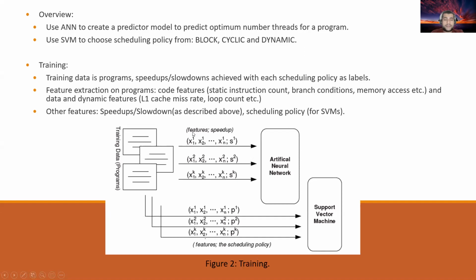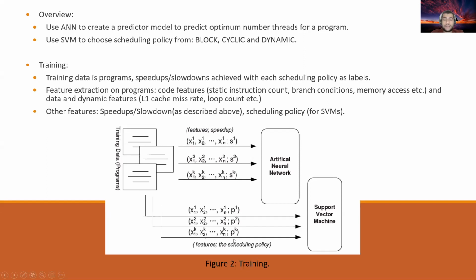The x vectors are the features which have been extracted, and there are two basic types: code features, such as the static instruction count, branch condition, and memory access, and also dynamic and data features such as L1 cache miss rate, loop count, number of memory accesses and stuff like that. So X is that. And now for each program, the maximum possible speed up S1 is also given to the neural net. And then to the support vector machine, again the same features as above.